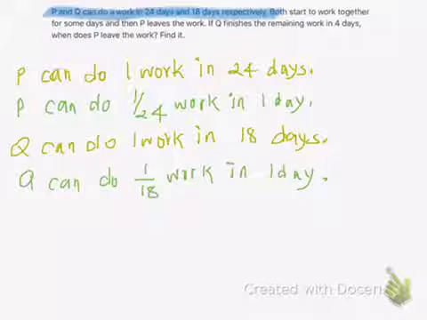Hello, let's try to solve another question from time and work. P and Q can do a work in 24 and 18 days respectively. Here I have represented the given information.